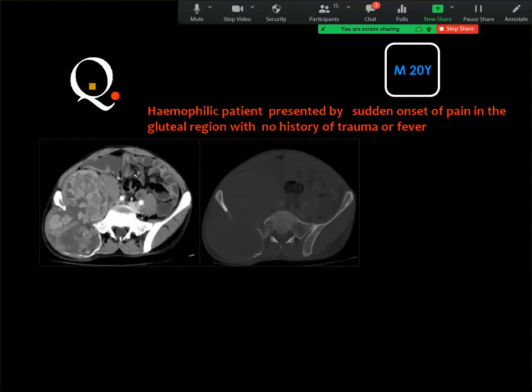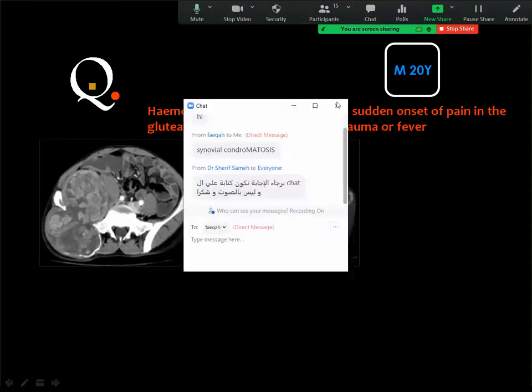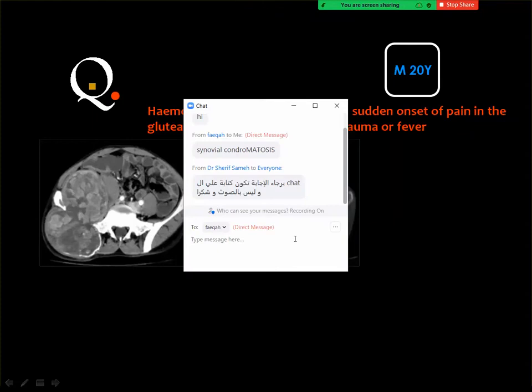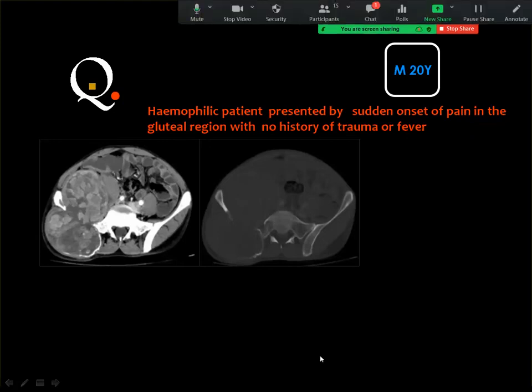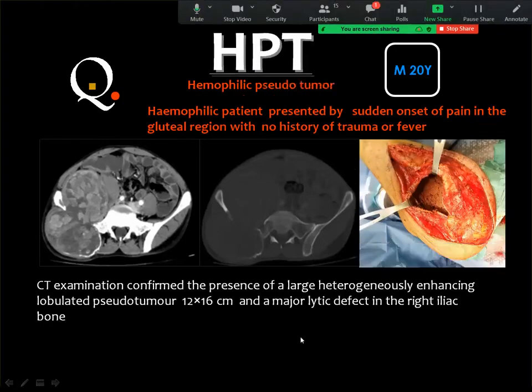Hemophilic pseudotumor. Okay, and I would like to look at your answers on the chat. The first one was synovial osteochondromatosis and nothing more. Yes, okay, this is because of the history, and history is very important here. This is a hemophilic patient presenting with a sudden onset of pain in the gluteal region with no history of trauma or fever. Then you should assume a hemophilic pseudotumor, because this is one of the common sites for hemophilic pseudotumors.